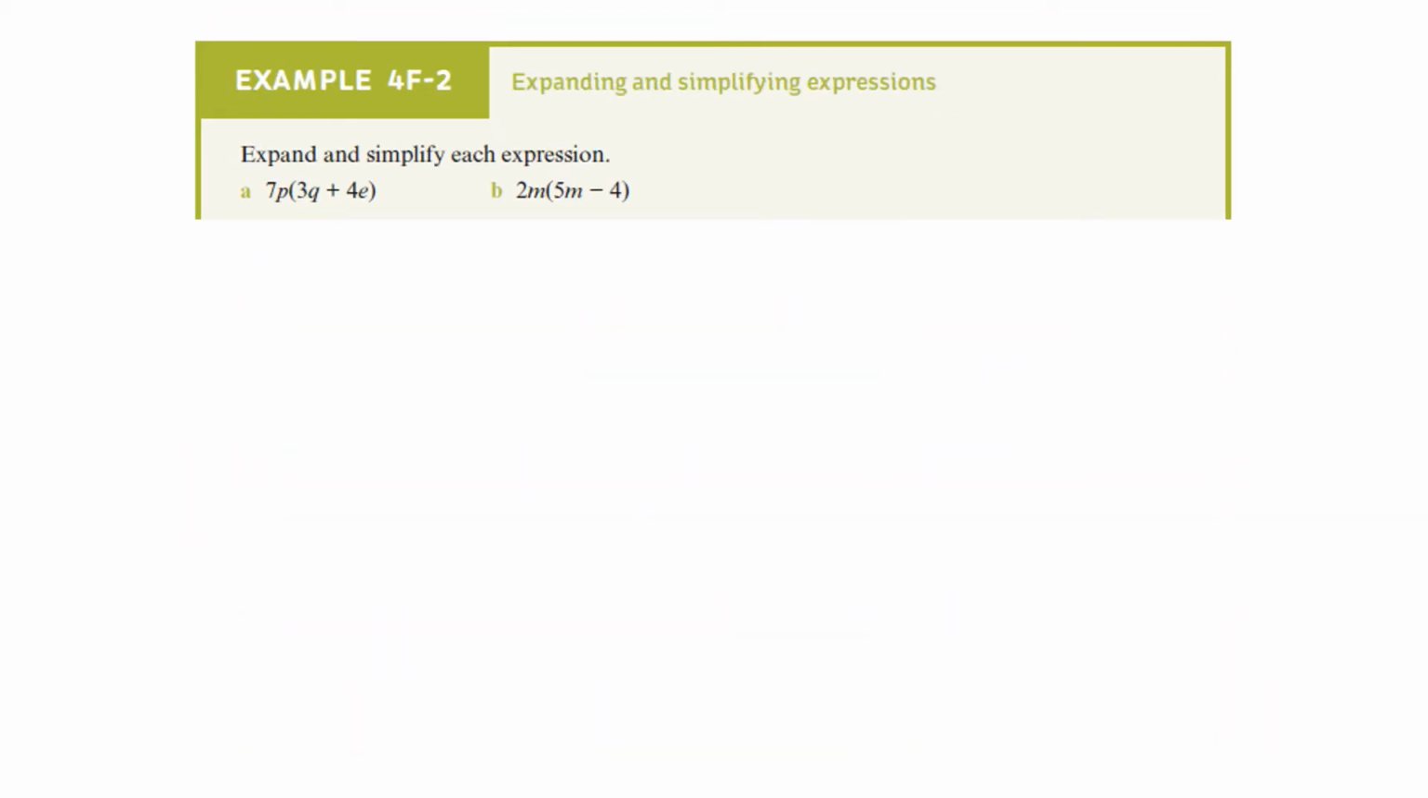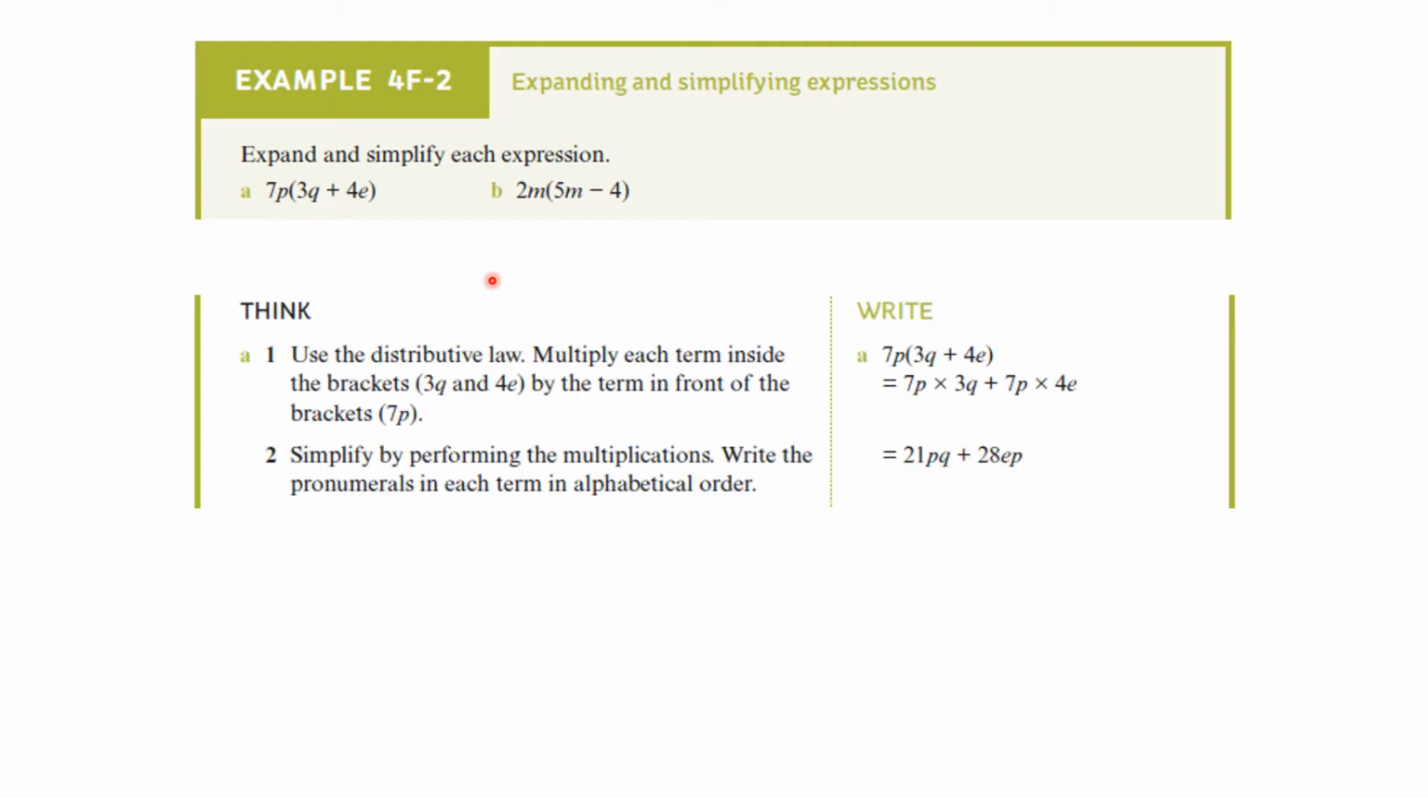All right, now these two questions here look a little bit more complex. Okay, some more pronumerals involved. Okay, so that's going to add some more complexity to your question. Looking at question A, we have 7p multiplied by 3q plus 4e. Again, using our distributive law, 7p times 3q, and then I have to add that to 7p times 4e.